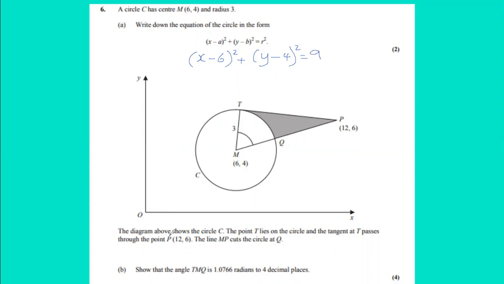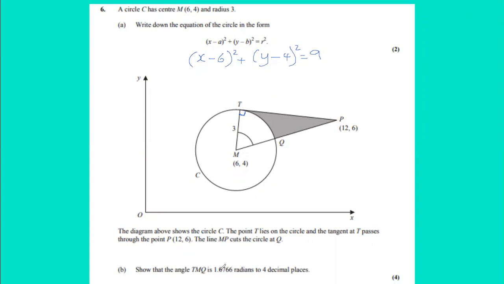The next part says the diagram above shows a circle C. The point T lies on the circle and the tangent at T passes through the point P, which is 12, 6. The line M to P cuts the circle at Q. Now, you know from GCSE circle theorems that the tangent to the circle always cuts at 90 degrees. Okay? It says show that the angle TMQ is 1.0766 radians to 4 decimal places.